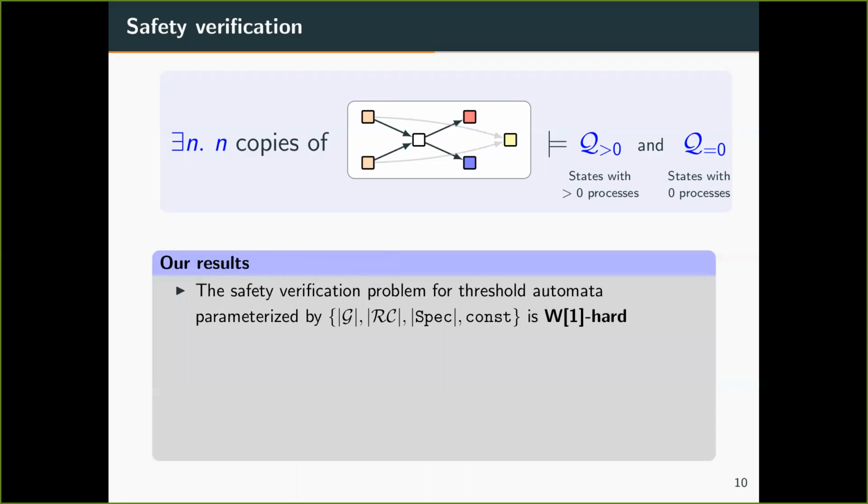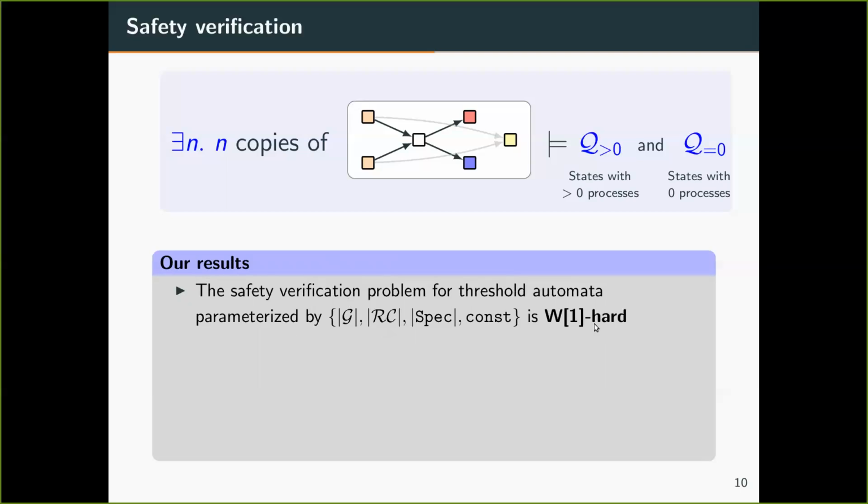Alas, our main result regarding this problem is a negative result, which is as follows. We take as our parameters the number of distinct guards appearing in the threshold automaton, the size of the resilience condition, the size of the specification, and the maximum constant appearing in any of the guards of the threshold automaton. With these four things as parameters, we show that the safety verification problem for threshold automata is W1 hard. Roughly, W1 hard is the parameterized equivalent of NP hardness, and it is widely believed that no W1 hard problem has an FPT algorithm.